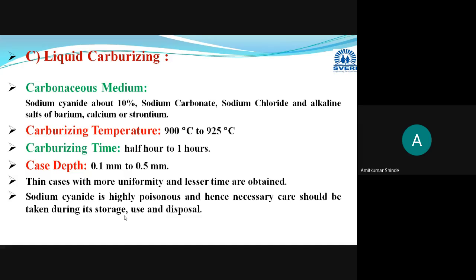In this way, we have studied carburizing along with its types: solid carburizing, gas carburizing, and liquid carburizing. As we discussed earlier, whichever carbon we are adding should be transformed to martensite. The carbon diffused from this medium will get dissolved in the austenite, and that austenite you have to transform to martensite to get the necessary hardness on the surface.